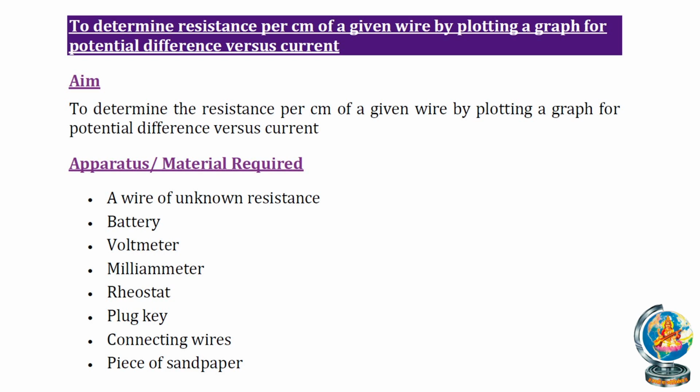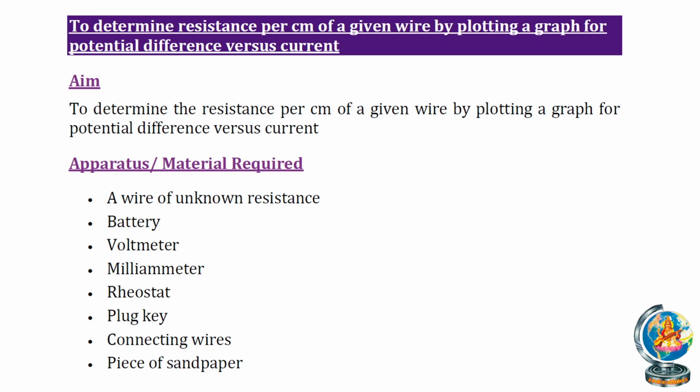Next is the plug key. What is a plug key? A plug key is nothing but a switch in order to connect or disconnect the circuit. Next we need connecting probes, that is wires, and a piece of sandpaper. Here the question arises, why do we need a piece of sandpaper, sir? A piece of sandpaper is needed in order to remove the insulation on the ends of the wire.